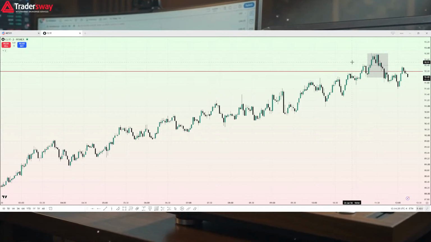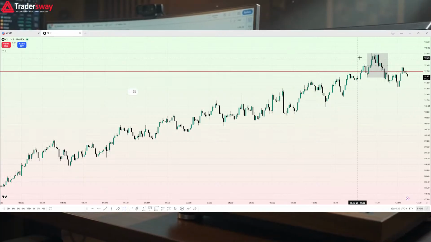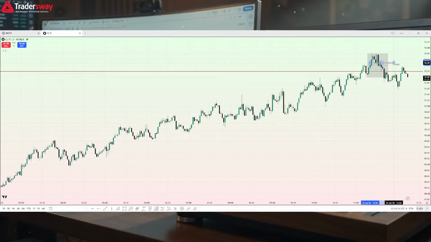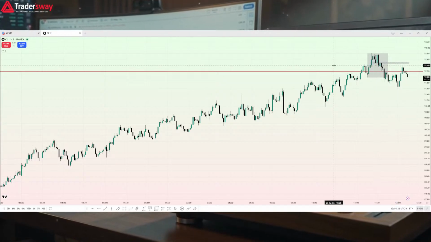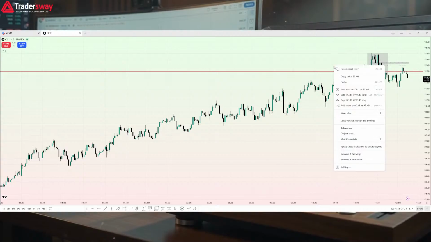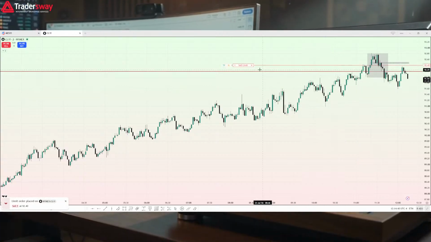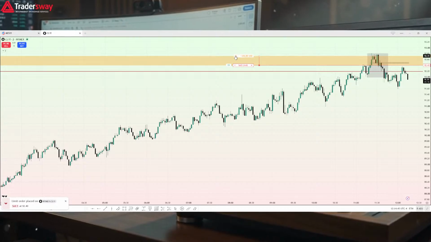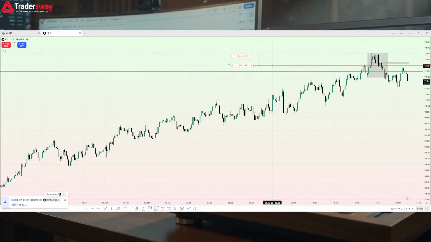Discount is here. I'm gonna leave one sell limit there. The contract size is way too much.